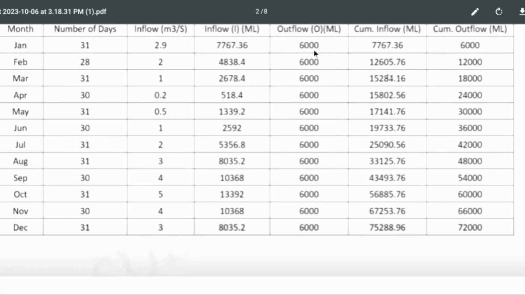Similarly, cumulative outflow equals 6000, 12000, 18000, 24000 million liter, and this cumulative inflow and cumulative outflow are plotted in a graph for January, February to December. The cumulative outflow is a linear curve and the inflow curve is not linear, and there is the maximum cumulative deficit and the maximum cumulative surplus.